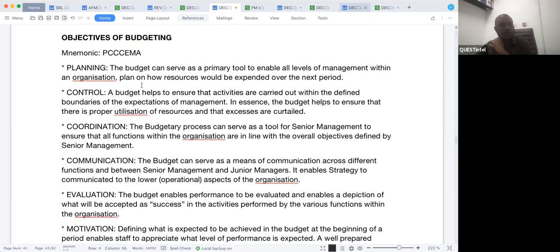And then in terms of communication, it serves as a means of communication across different functions and between senior management and junior managers. It enables strategy to be effectively communicated to lower aspects of the organization. And then evaluation enables performance to be evaluated, and again enables the depiction of what will be accepted as success. So that's in terms of performance measurement in the activities performed by the various functions.